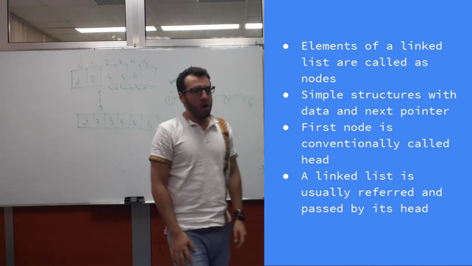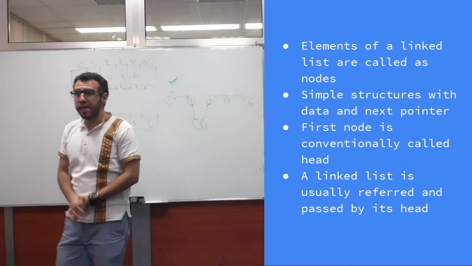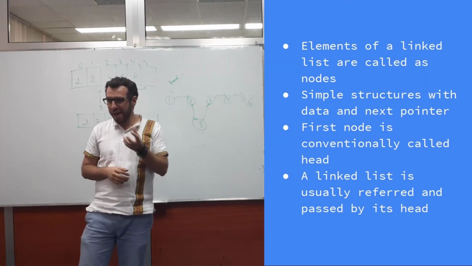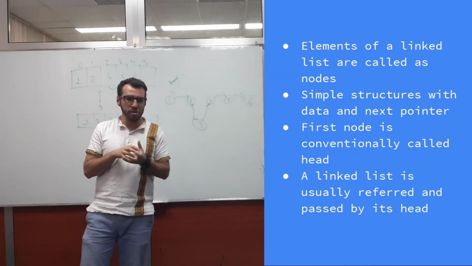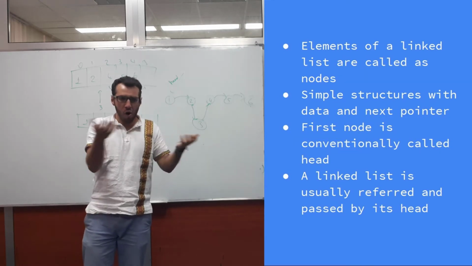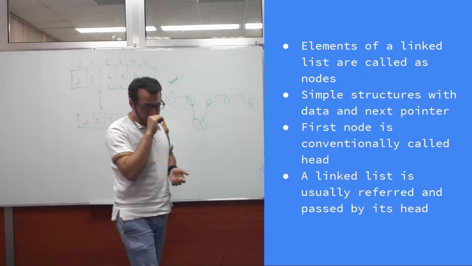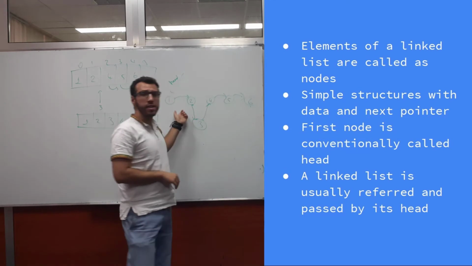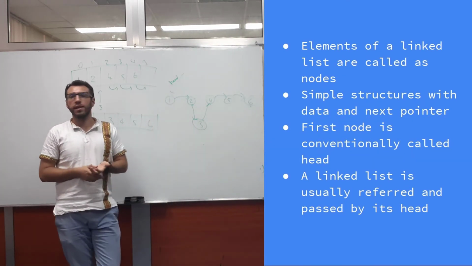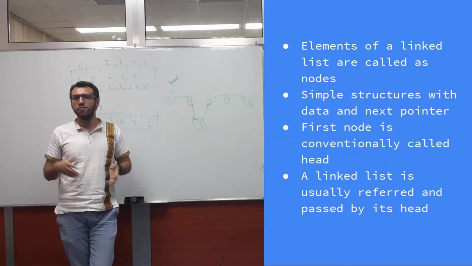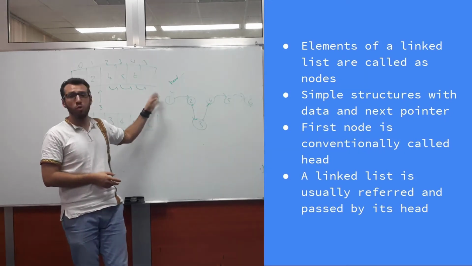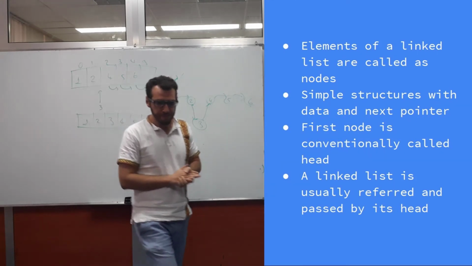So, what are nodes? As we said, linked lists consist of nodes. A node is the basic data structure that we are using to create linked lists. So each element is called a node basically. And the first node is conventionally called the head of the linked list. This is how we reference linked lists and how we pass them from one function to another. Head is very important for linked lists for that reason.